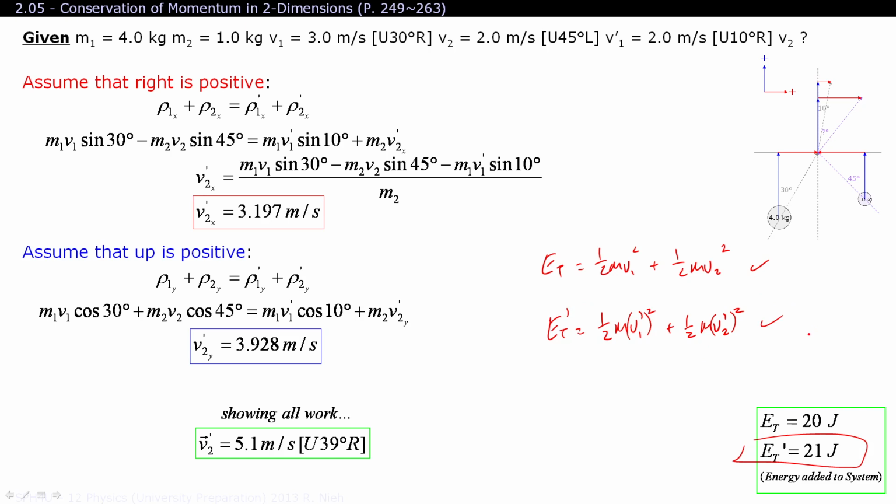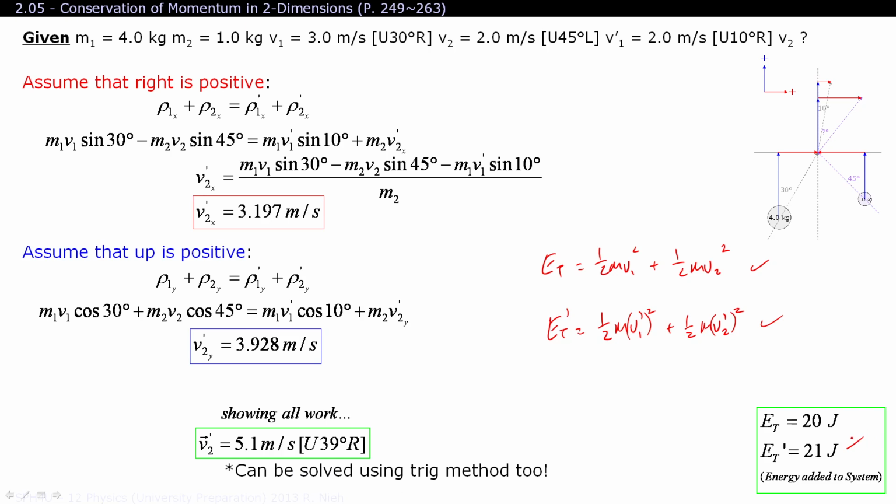In general, energy is lost due to it normally being converted into heat or sound. If it ever does increase slightly, it's one of two things: either A, the problem's impossible and you made a mistake, or B, there's explosives. If the two collide with each other and one of them is carrying some explosives, then yes, it will definitely add more energy to the system. That can happen.